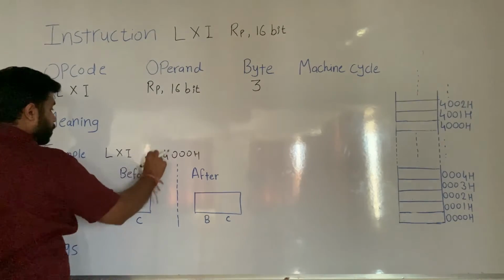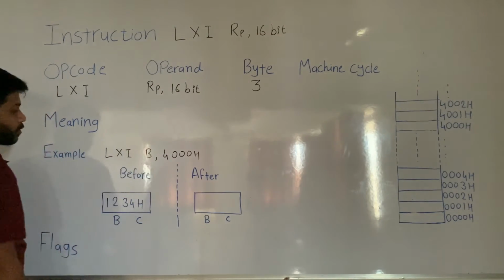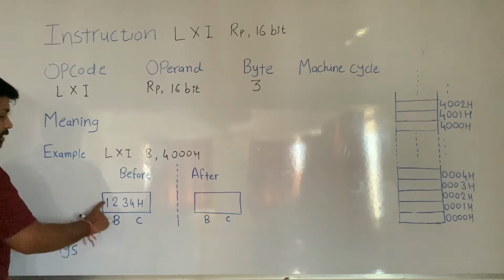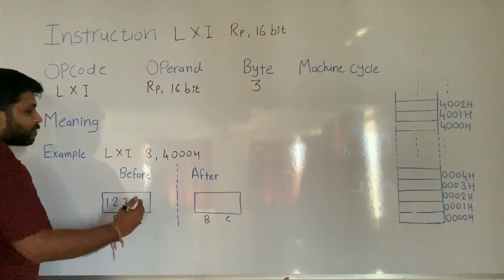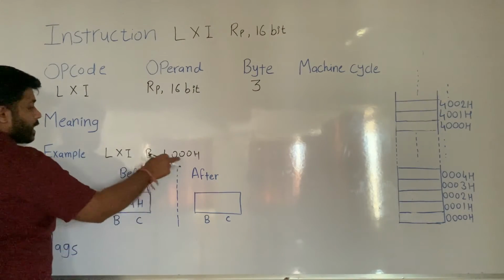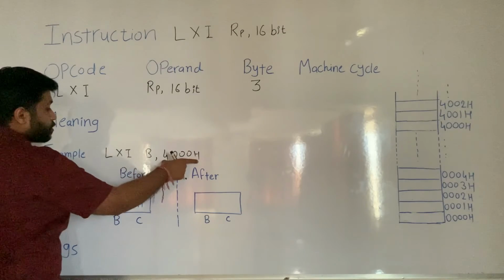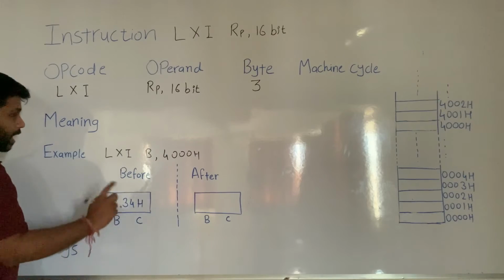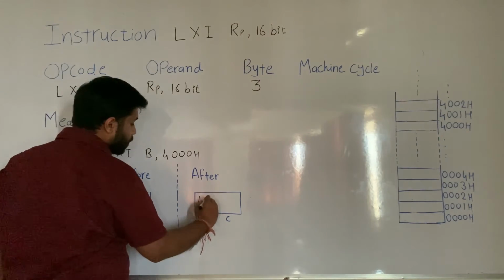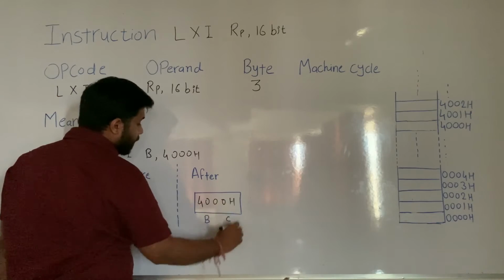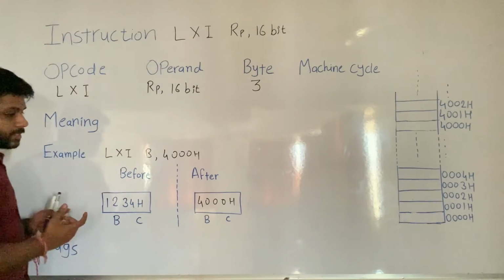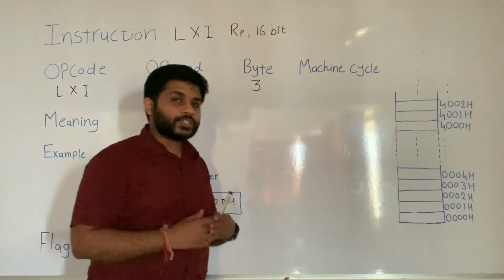So load 4000H to the HL register pair. Okay, let's take the example of LXI B, 4000H. Before the execution, the content of the BC pair is 1234H. After the execution, the 4000H value will be stored in the BC pair. So 1234H was there before, and after the execution the information will be overwritten, and the new value in the BC pair will be 4000H. In the flags, no flags are affected. Why? Because it is a data transfer instruction.